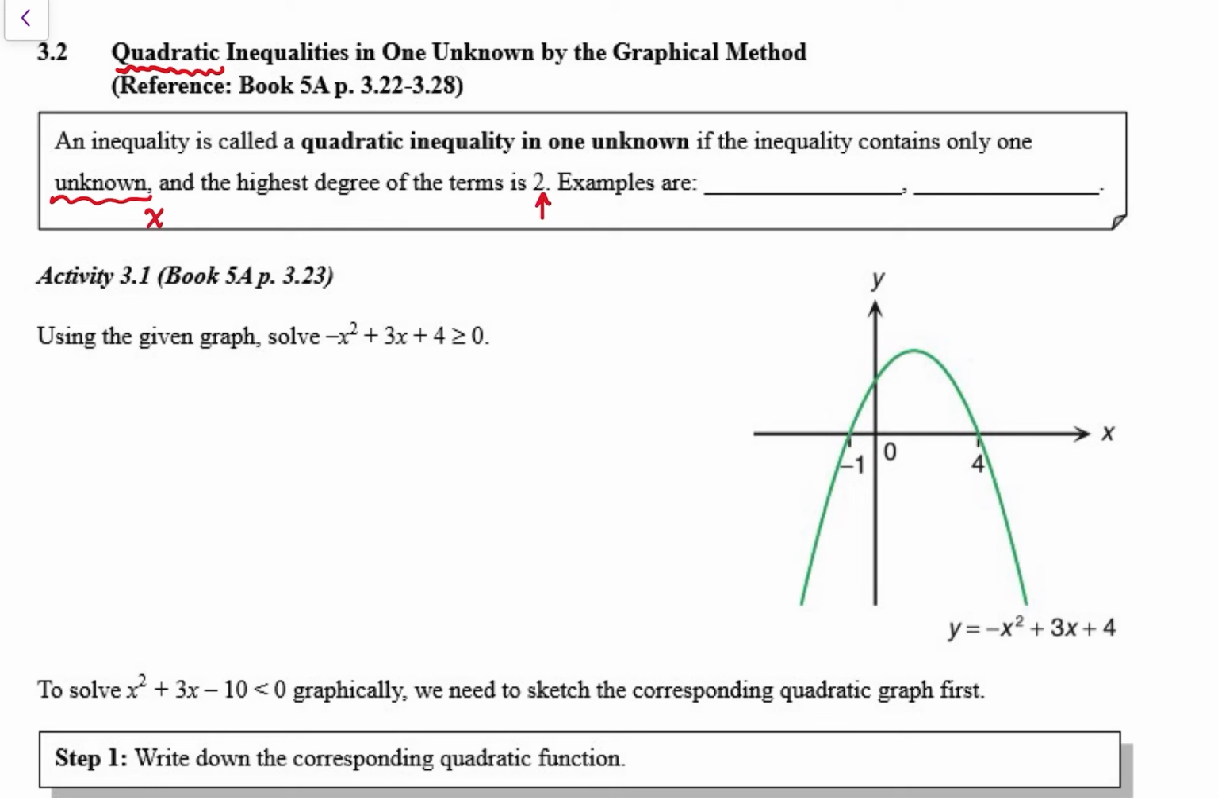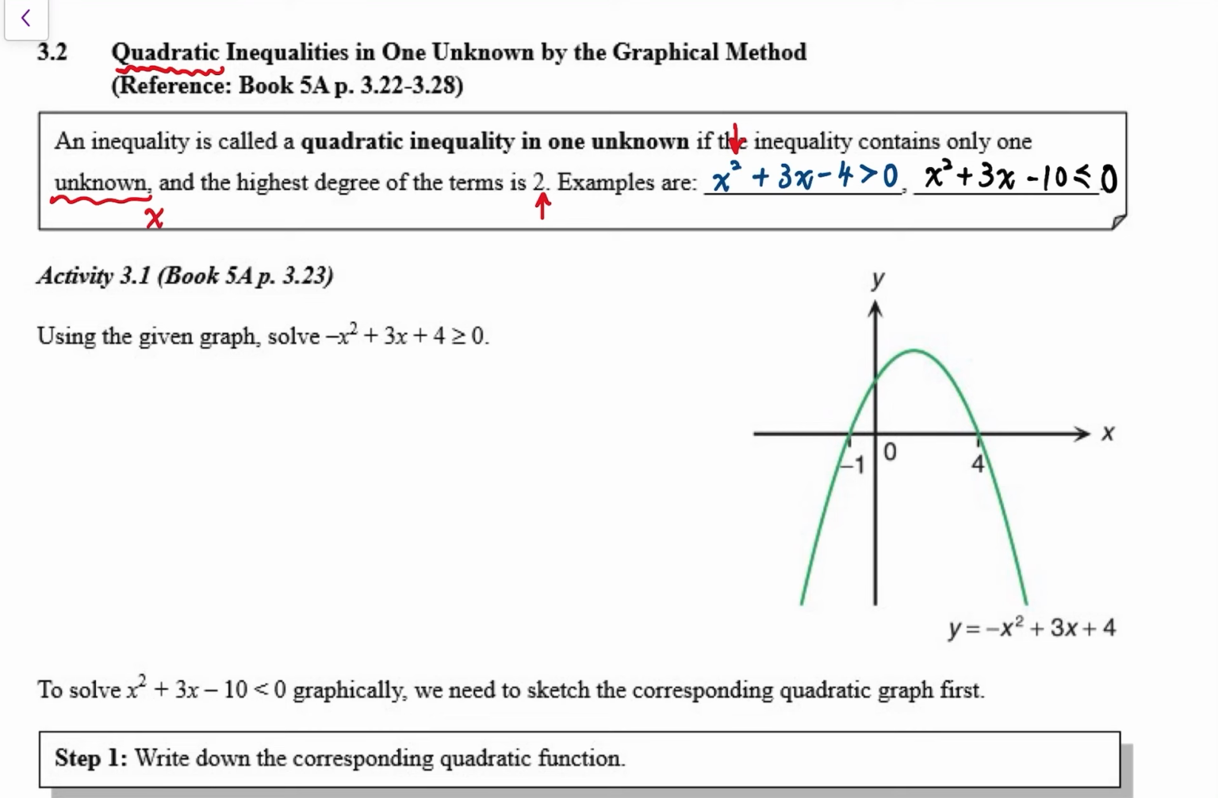So let's look at some examples of quadratic inequalities. x squared plus 3x minus 4 greater than 0. You can see the degree of this quadratic inequality is 2. So that's why it is called a quadratic inequality. Another example, x squared plus 3x minus 10 less than or equal to 0.